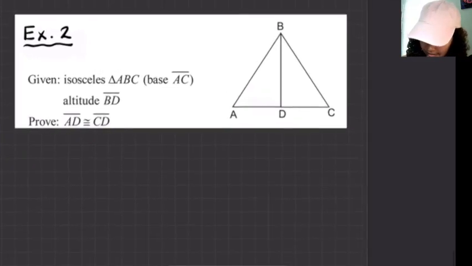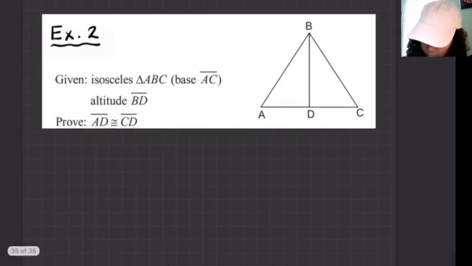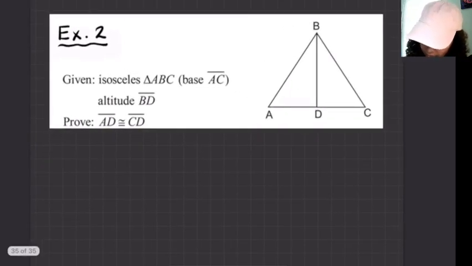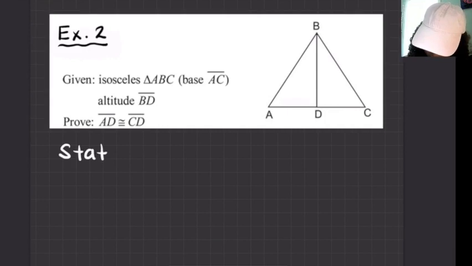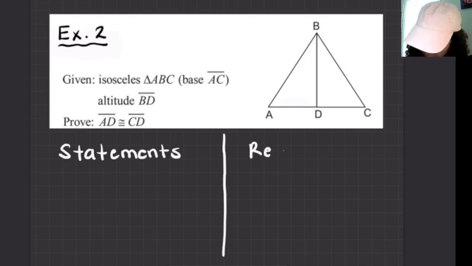All right, so the second example is we are given an isosceles triangle ABC with the base being AC, and we have an altitude BD. So I'm going to go ahead and set up my 2 columns, so statements and reasons.